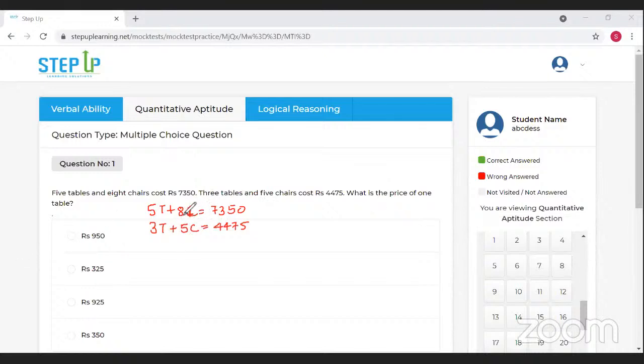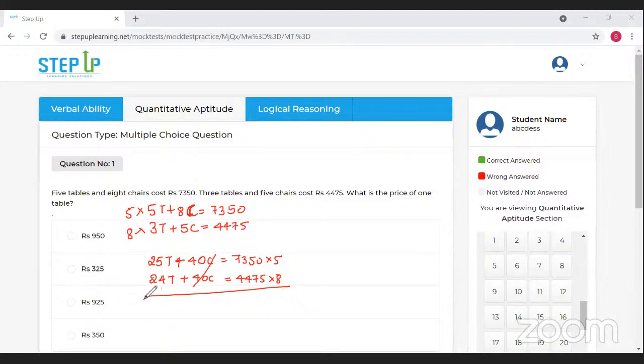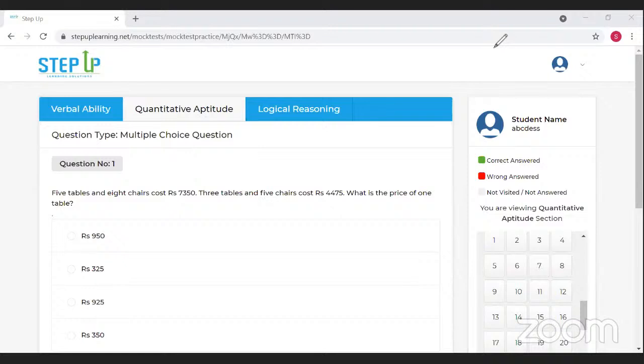So to cancel the chair, multiply the first by 5 and the second by 8. So you will get 25t plus 40c is equal to 7350 into 5, and 24t plus 40c is equal to 4475 into 8. Here the calculation might get higher because this will get cancelled. So if you can take 5 common, 2 common, some part you can take common and do it. So 950 will be your answer. Done? Fine. Let's move to the next one.